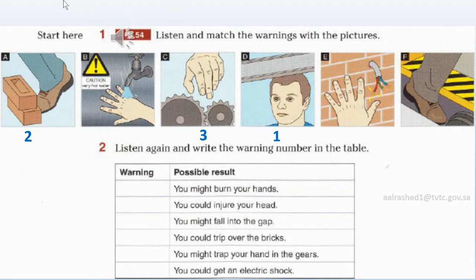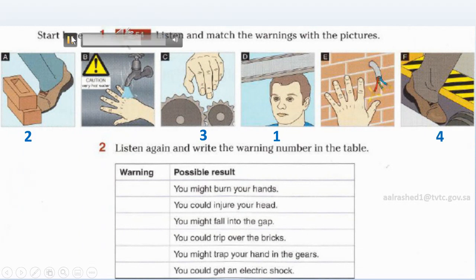Mind the gap. There's a gap between the train and the platform. The gap is at letter F. This is the gap. Okay, this is a gap. You can see. So this is 4.